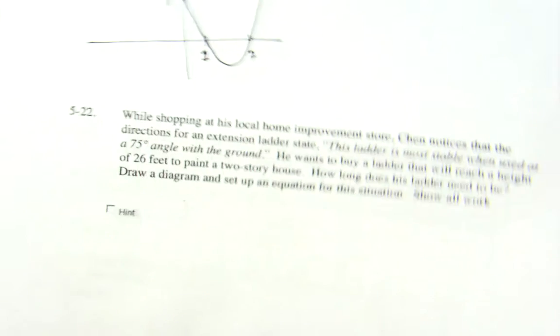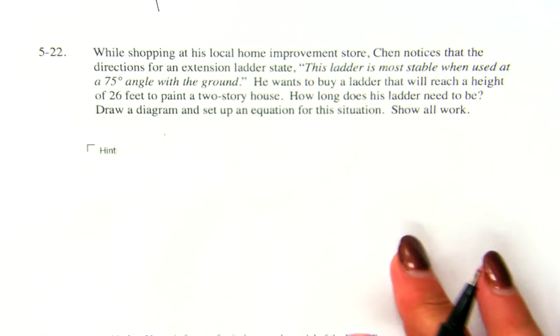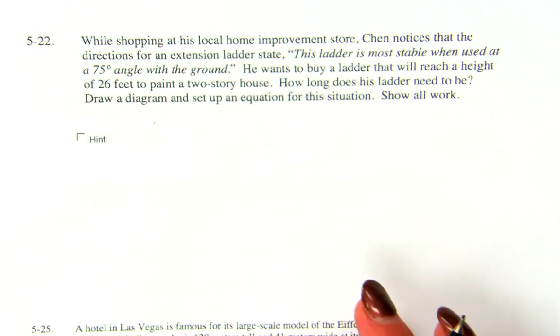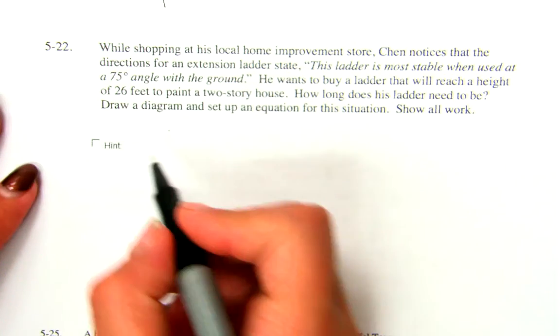Okay. All right, 22 deals with trade, 25 deals with similarity. So we'll see what's happening here. While shopping in his local home improvement store, Chen notices that the directions for the extension ladder state: this ladder is most stable when used at a 75-degree angle with the ground. He wants to buy a ladder that will reach a height of 26 feet to paint a 2-story house. I guess he wants to reach the top of it. How long does this ladder need to be? Draw a diagram and set up an equation. Okay, diagram time.